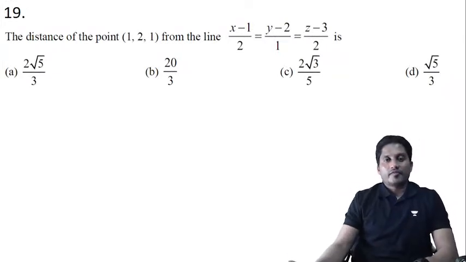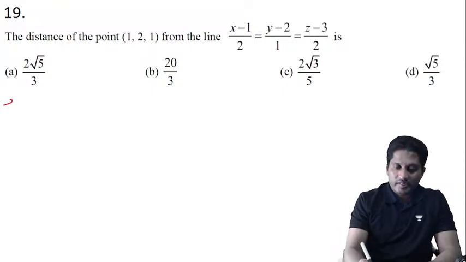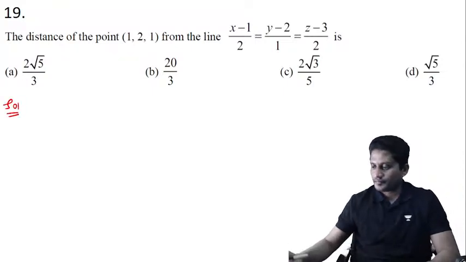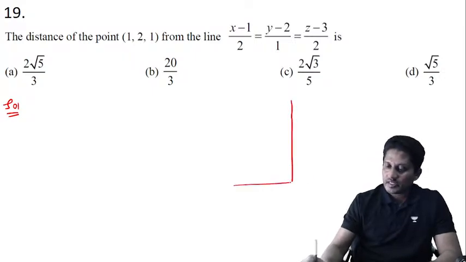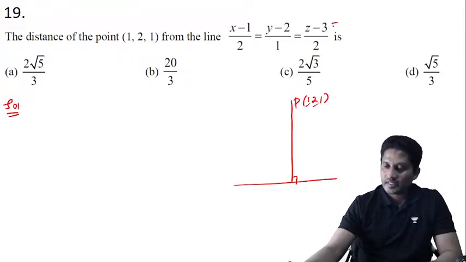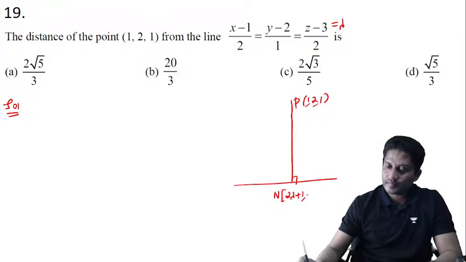Distance of the point from the plane. Right? So another question. Distance of the point from the line. We did a similar question in 17 paper. Distance of the point 1, 2, 1 from the line. I will take this as lambda. The general point on this line will be 2 lambda plus 1, and then you get lambda plus 2, 2 lambda plus 3.